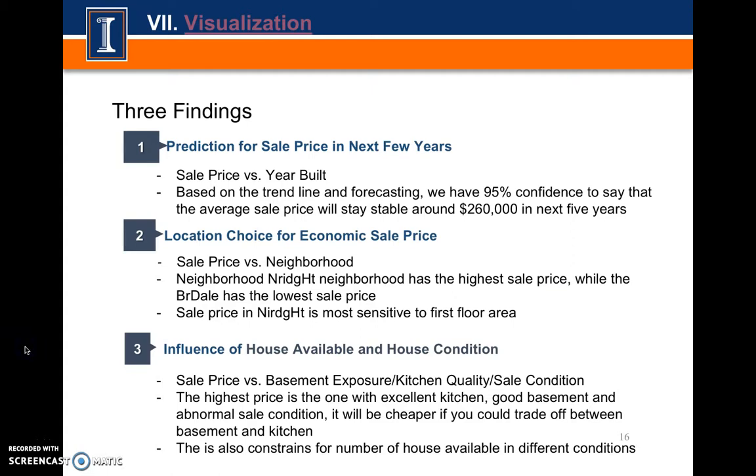The last part is about the data visualization, and we use Tableau to create the user interface.